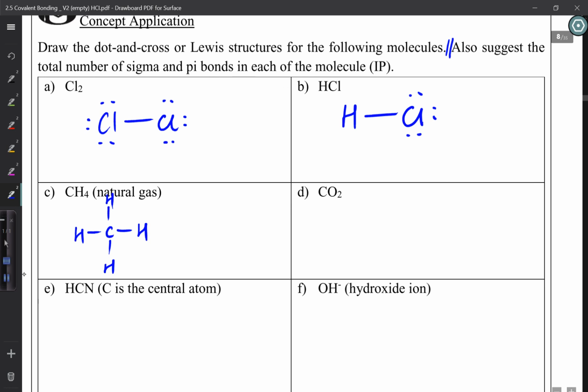Next one, CO2. C being the least number, I will place in the center. The O will be at either end, evenly distributed. And in order to achieve octet configuration for both the central and terminal atoms, I will have this kind of structure whereby carbon is double bonded to oxygen on this end and to the other end.